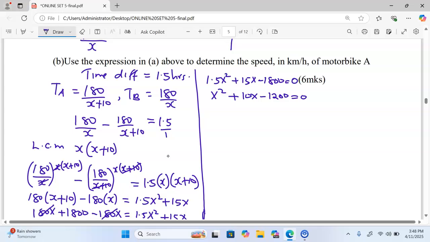Once we have done that, we can now use the quadratic formula method, which says x is equal to minus b plus or minus the square root of b squared minus 4ac, divided by 2a. Let us point out the value of a, b, and c. The value of a is equal to the coefficient of x squared, which is 1. The value of b is the coefficient of the linear term, which is 10. And of course, c is negative 1200.